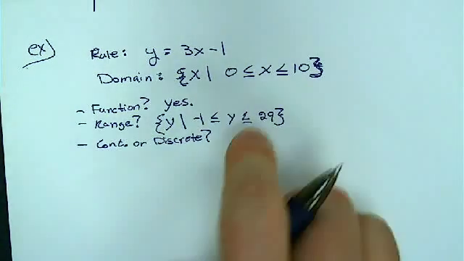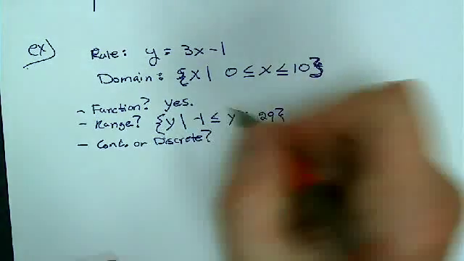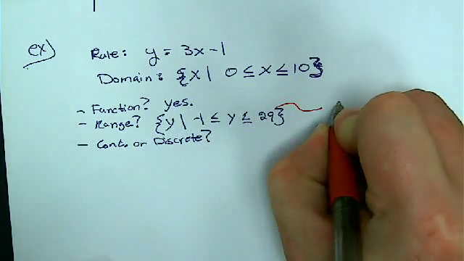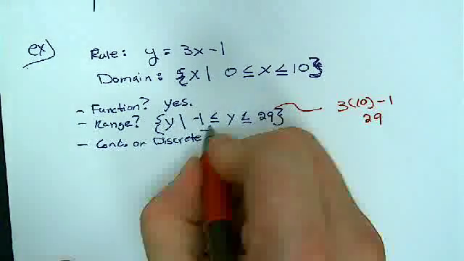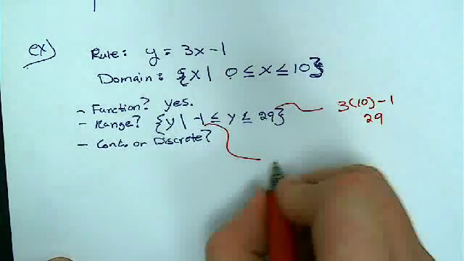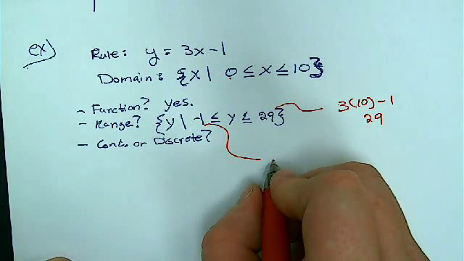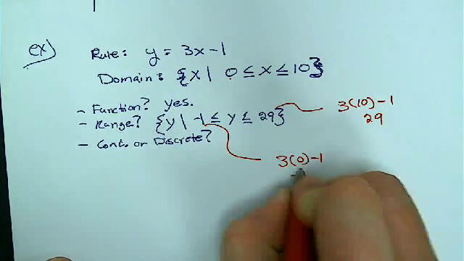Because if you think, if I put in 10, 3 times 10, which is my upper cap, I get 29. And if I put in 0, which is my smallest number, I get negative 1. So 3 times 0 minus 1 gives me negative 1.